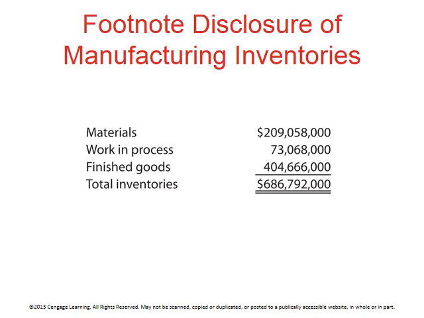Our work in process would be $73,068,000. This is the materials, labor, and overhead associated with birdhouses that are in process of being built but are not done yet. And then we have our finished goods inventory of $404,666,000. This is the labor, overhead, and materials for birdhouses that are completed and ready to be sold. And then we add the 3 together and we get the total inventory number.